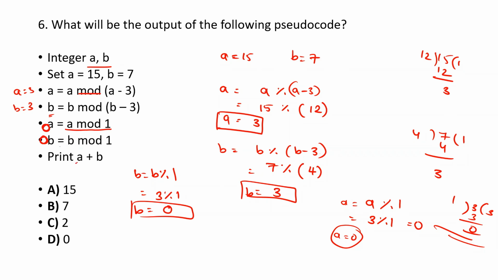You just have to print what? A plus B. The value of A is 0. 0 plus the value of B is 0. 0 plus 0 is again 0. So the option D is the right answer for this question.